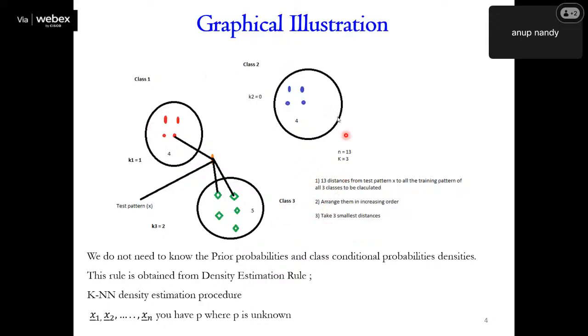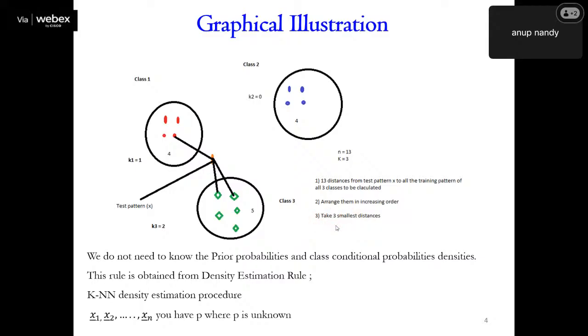You have to arrange all the distances in increasing order, and take the first 3 smallest distances. Why 3? Because we are choosing k equal to 3. If you choose k equal to 5, you can take the 5 smallest distances. Now, from these smallest distances, you just have to check whether this pattern is going to be classified or not.